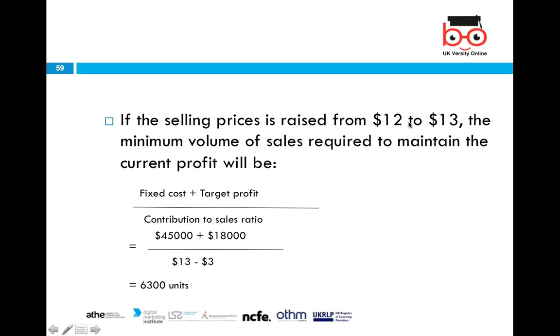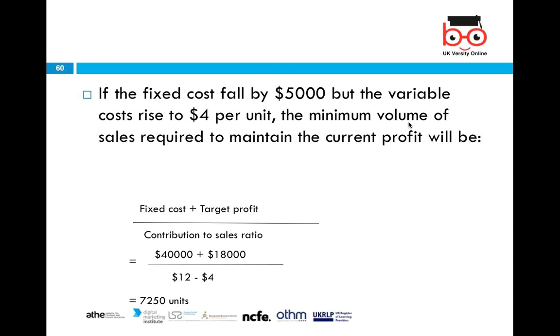or the margin of safety, when we increase the selling price. And again, if you change the variable cost, before it was $3, now it's $4 per unit. If the fixed cost falls by 5,000, so it was 45,000 before, now 40,000, and the variable cost rises. So we reduce the fixed cost and increase the variable cost, and what will be the unit outcome? That will be 7,250 units for the margin of safety. That's the increased units.